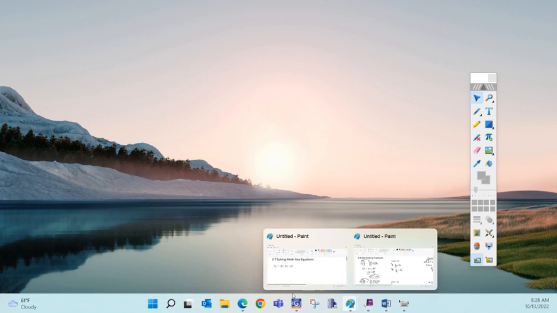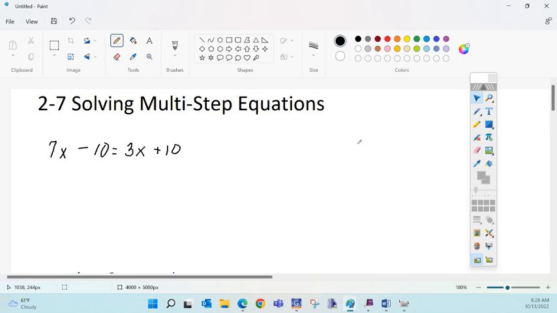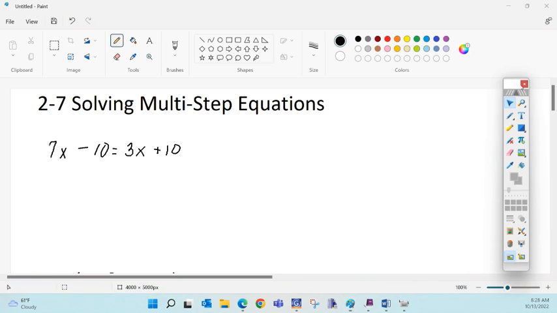We're ready to take a look today at solving multi-step equations. Okay, so we're going to work on solving multi-step equations.